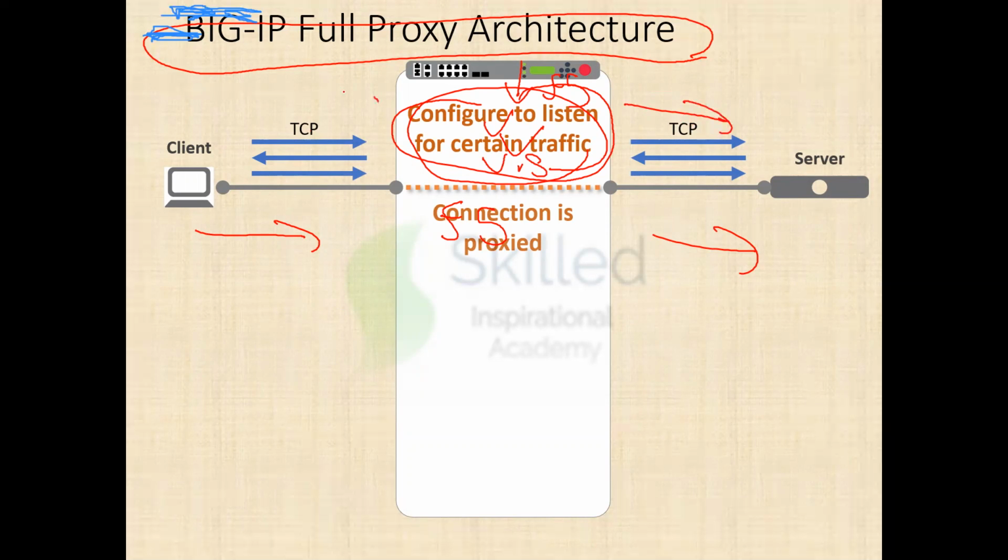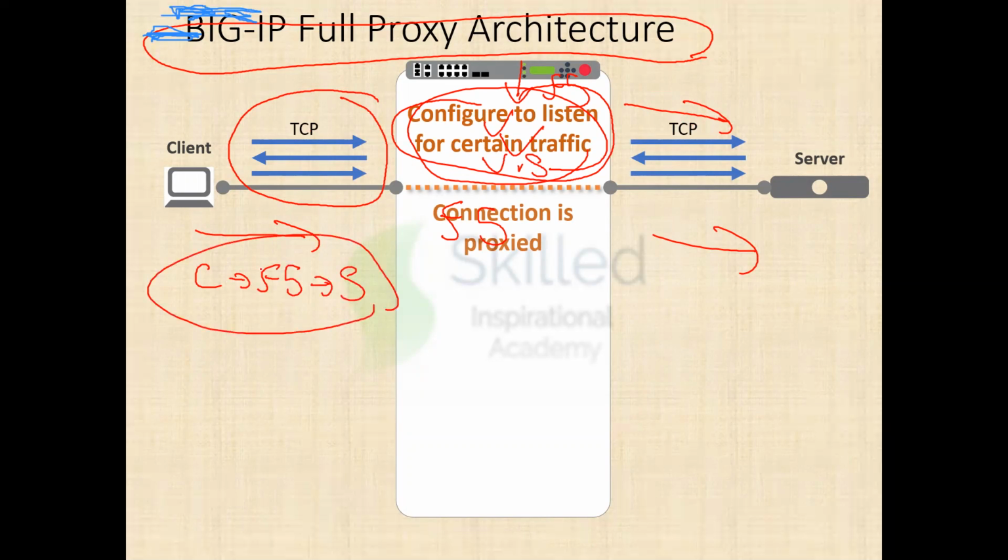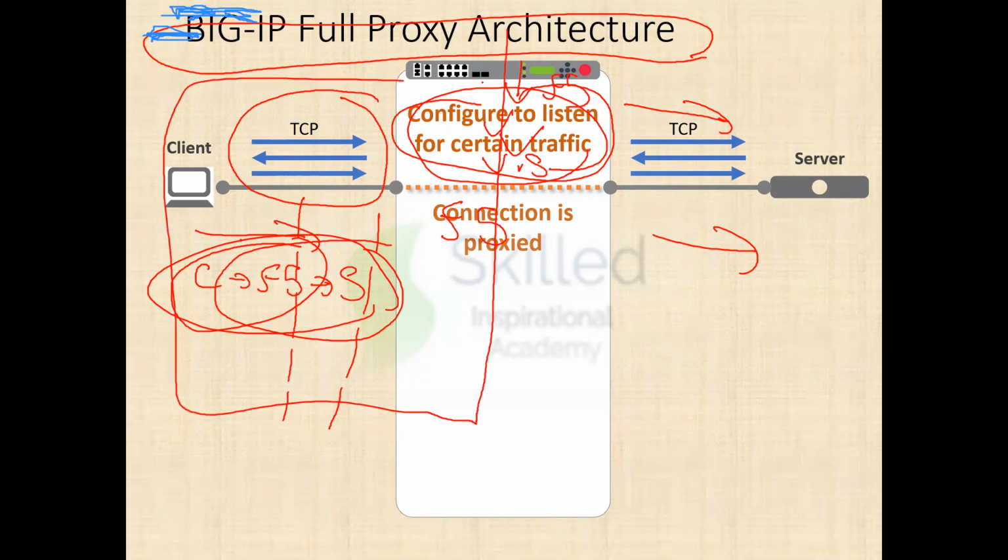So we have two handshakes. One is from client to F5, like this: C, client, F5, and server. So we have two separate connections. One is client to F5 and one is F5 to the server. That is why it's called full proxy architecture. We have one connection this way and one connection from F5 to the server.